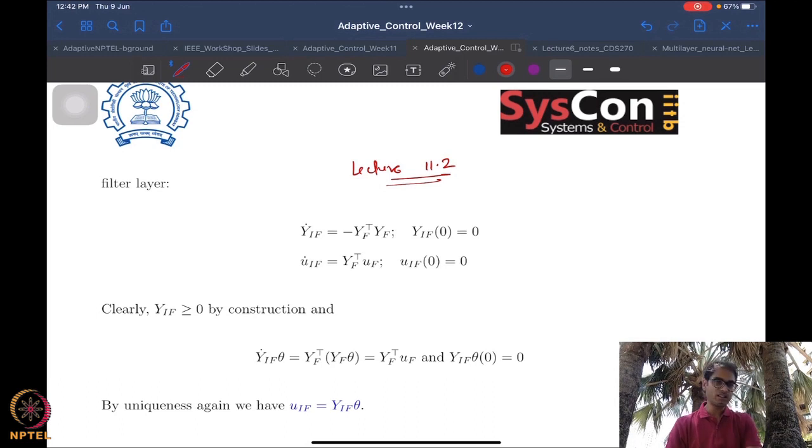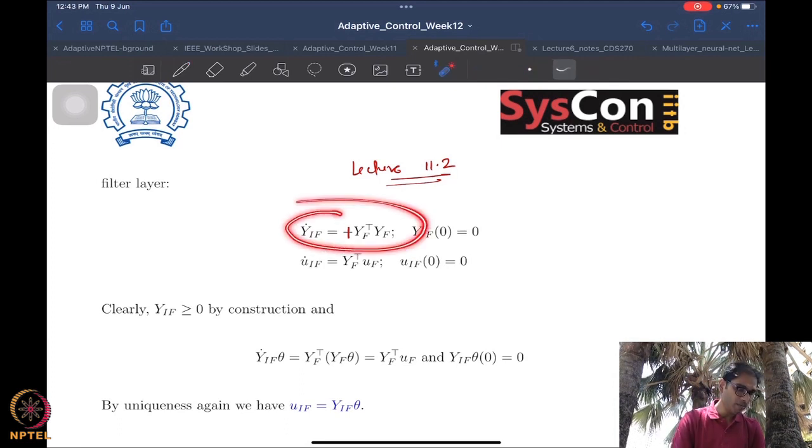So the second layer filter, we saw the structure already, pretty standard. yif dot is governed by minus yf transpose yf with zero initial conditions, and uif dot is governed by yf transpose uf with zero initial conditions again. So one thing to note is that yif is always going to be positive semi-definite. Okay, I think we have to change. There's a sign issue here. So this is actually a plus, otherwise it's not positive semi-definite but negative semi-definite, right?